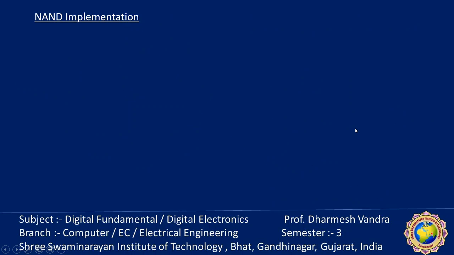Now, NAND implementation. To facilitate the conversion to NAND and NOR logic, we have to find the equivalent graphical symbols. This is the NAND gate. Suppose X, Y, Z, three inputs are there. So the output F is equal to (X Y Z) whole dash.